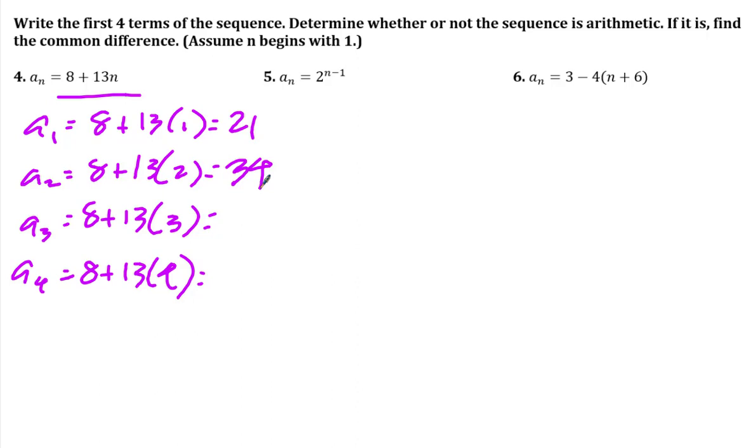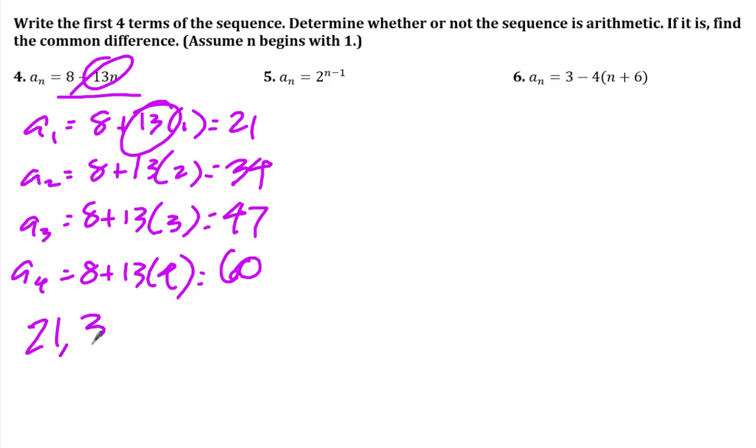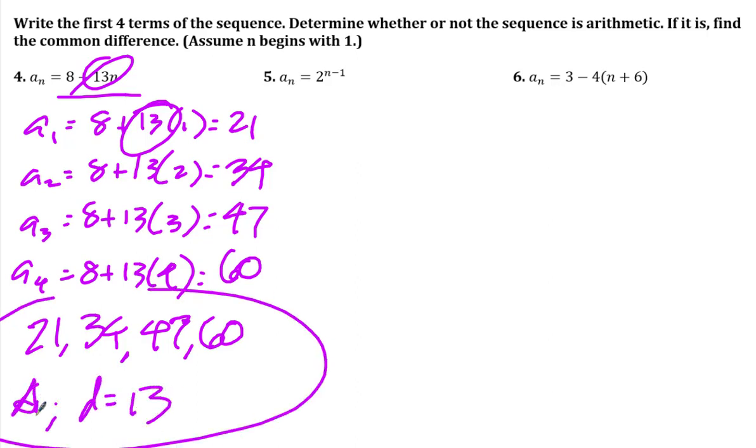What we can see here is it's going up by 13, right? Which is the slope if it was a linear function. That is going to be our common difference. We'll find out after we're messing around with these things a little bit more. So we end up with 47 and then 60. So the first 4 terms of this sequence are these right here, and the common difference is indeed 13. Yes, arithmetic. Common difference is 13.